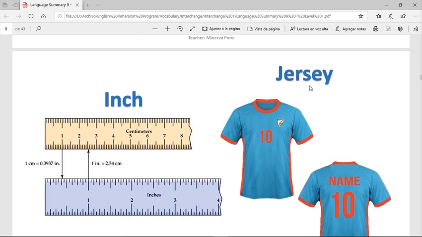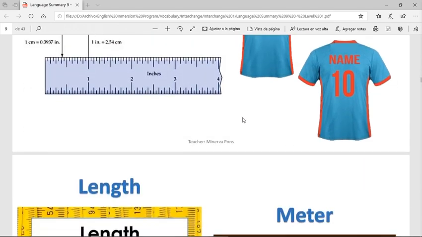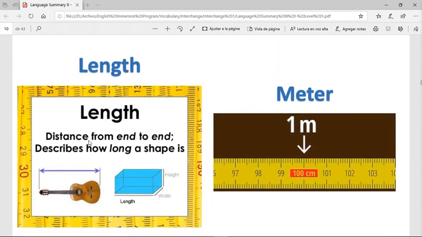Okay? Jersey. Jersey is this type of shirt. A jersey. Length. Length is the distance from an end to an end, from one point to another, and describes how long a shape is. For example, the length of this guitar is the distance from here, that is the starting end, to here, that is the other end. Okay. A meter is 100 centimeters, and this is part of the metric system.